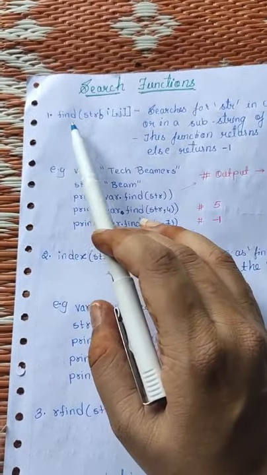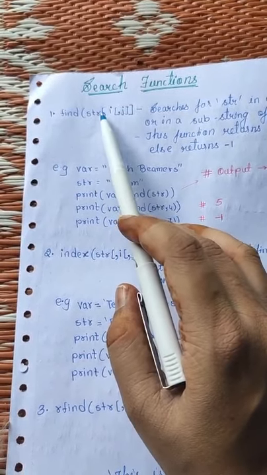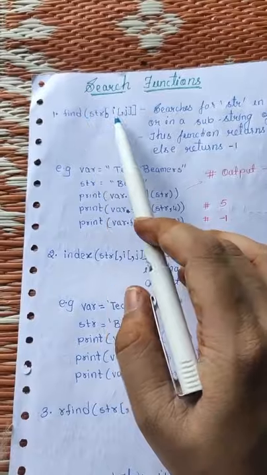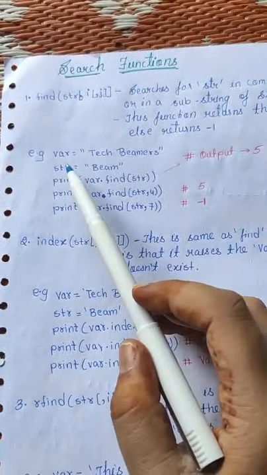So suppose you want to find whether a particular substring is present in the given string or not. At that time you can use the find function. Directly we'll see the example.